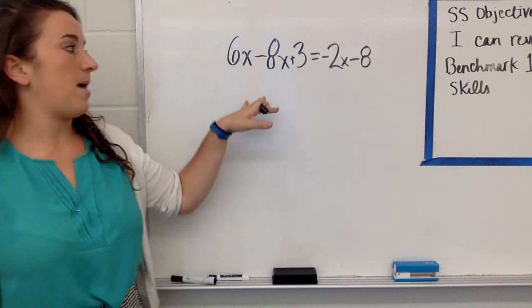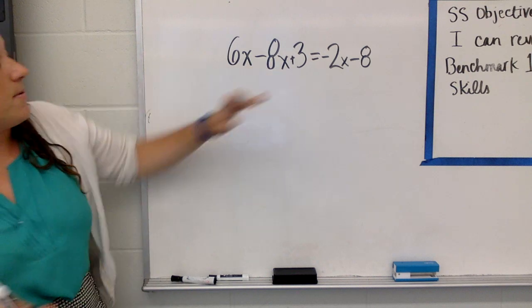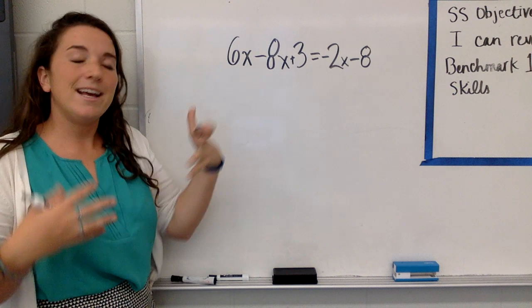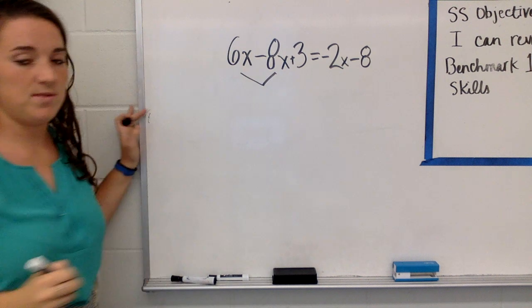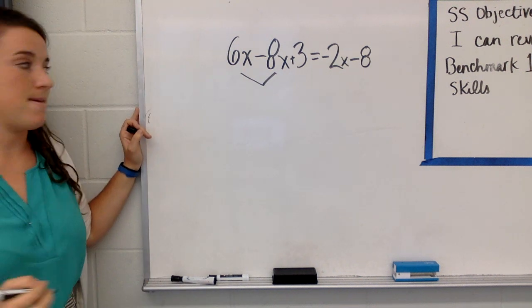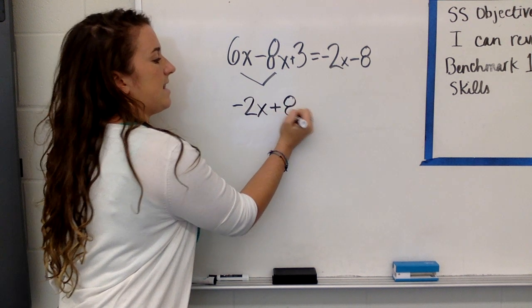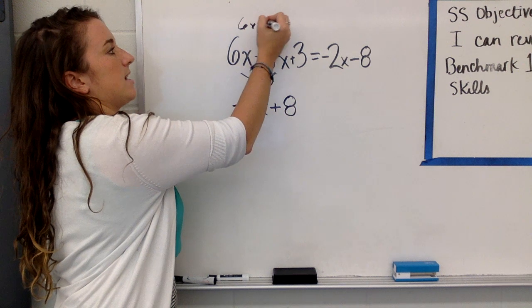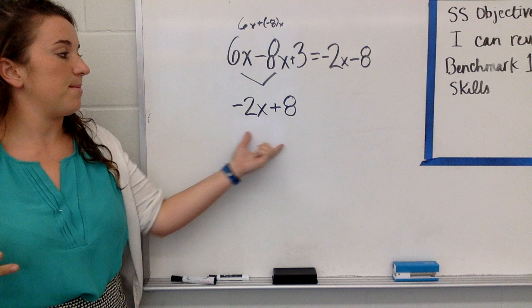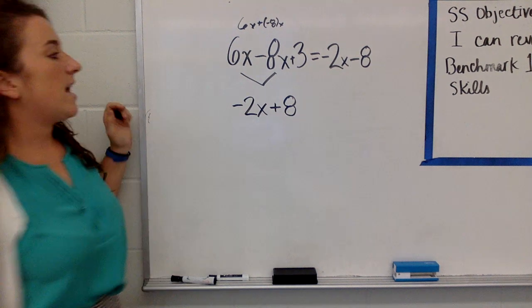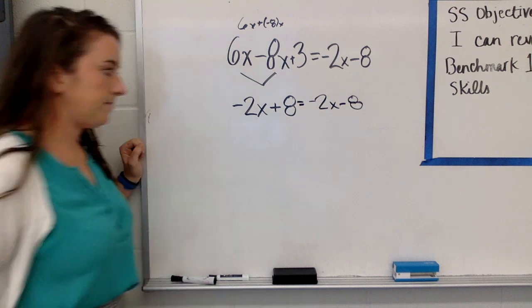So can I simplify either side of this equation? Yeah, I can simplify the left side of this equation. And I can't distribute like we were doing yesterday, but I can combine these like terms. So what is 6x minus 8x? It's negative 2x because it's the same as 6x plus negative 8x. So you subtract, keep the sign of the bigger number. All right, so now I have negative 2x plus 8 equals negative 2x minus 8.